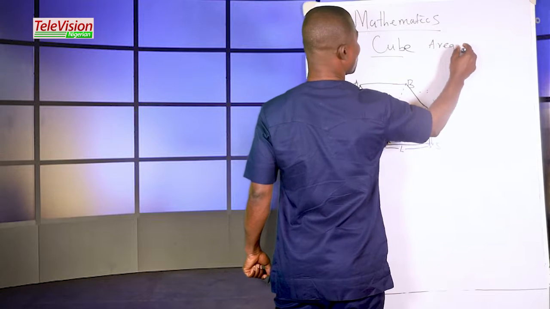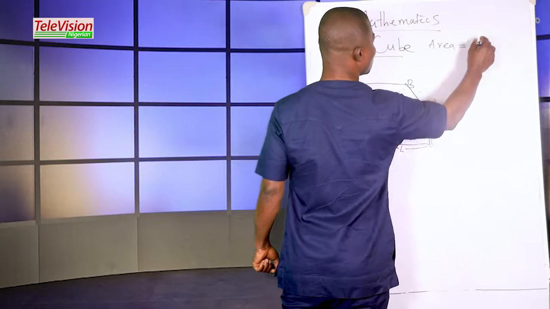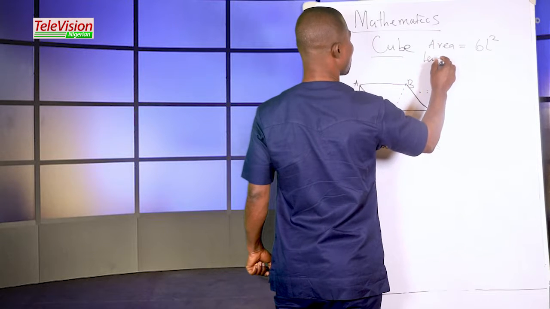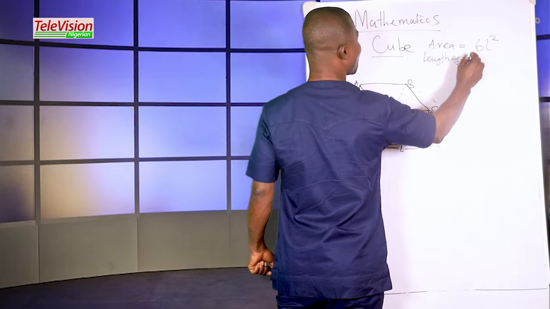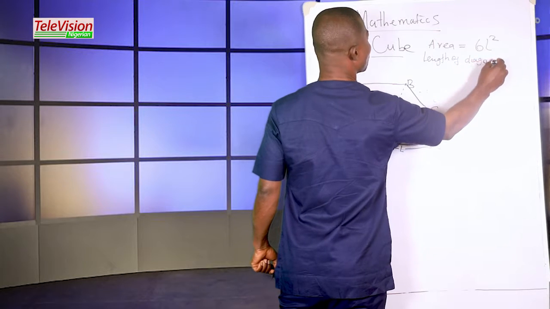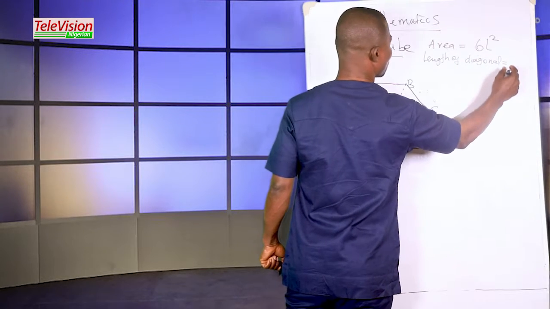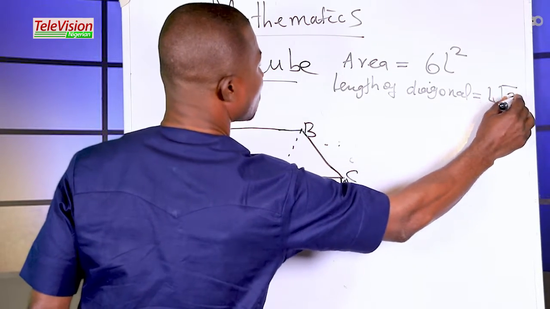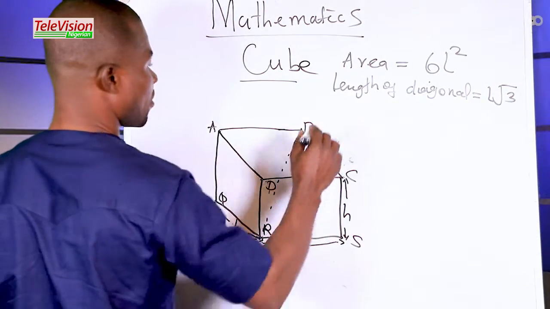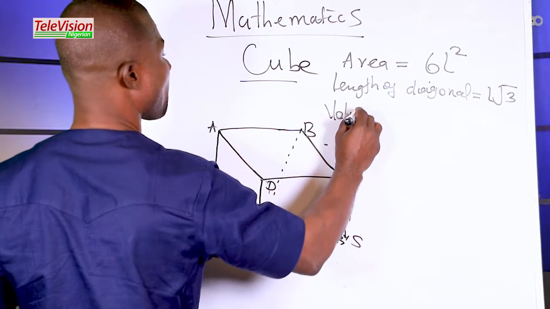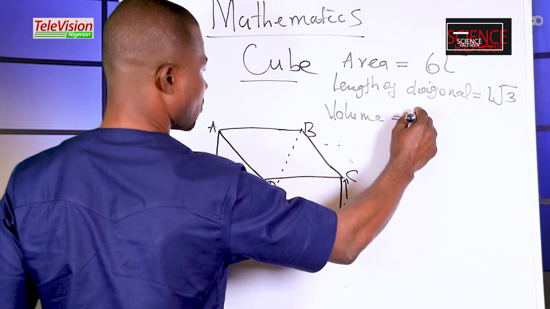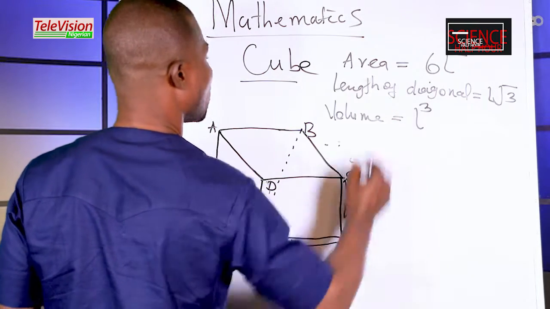Area is equal to 6L squared. Length of diagonal is equal to L root 3. Volume is equal to L raised to the power 3.